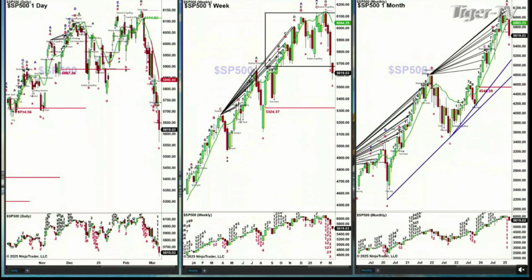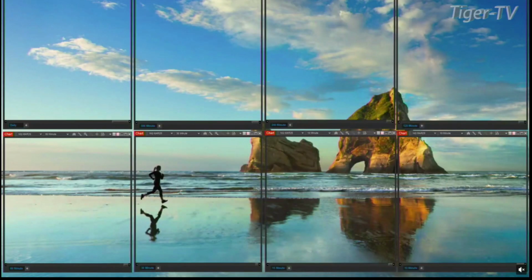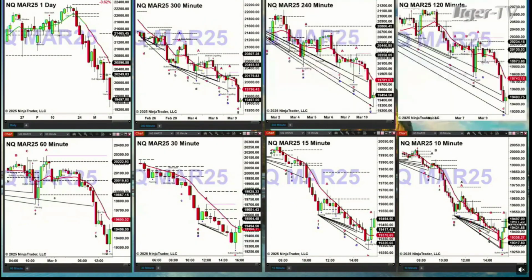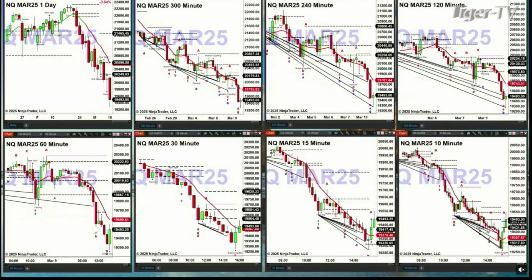Yes, just take things one step at a time. If I take a look at the intraday charts here for the NQ, this is interesting. Again, we're looking at the daily charts at the bottom portion. We've got the 10-minute, 15, 30, and 60. So I want to give a real play-by-play here.